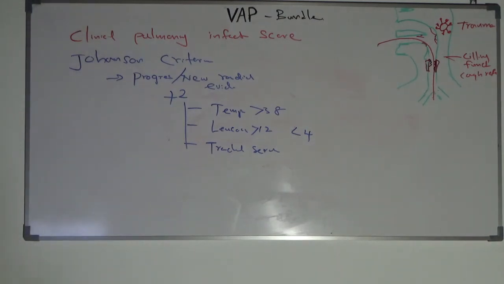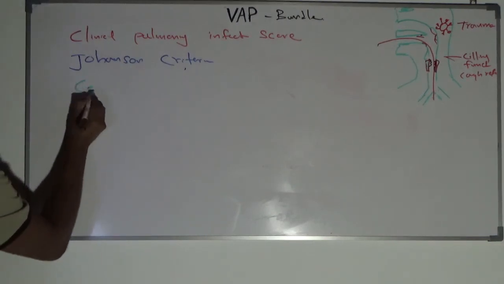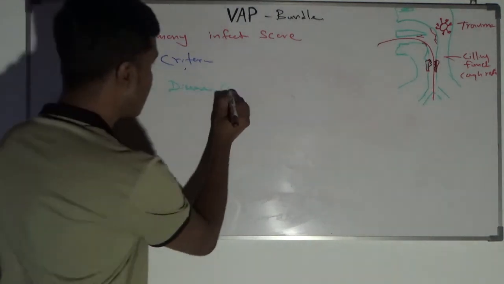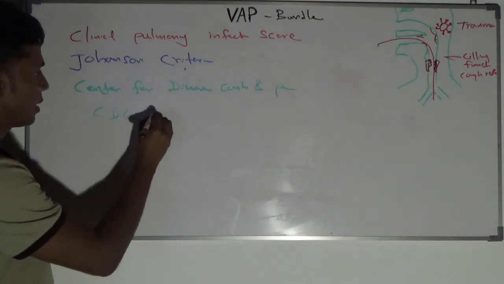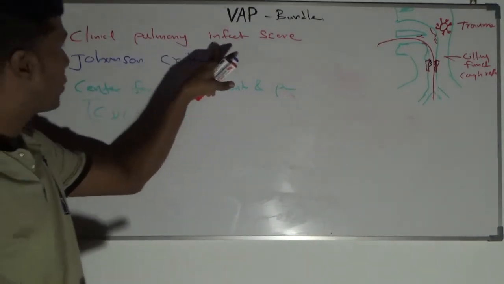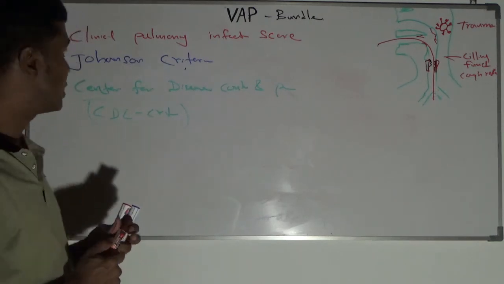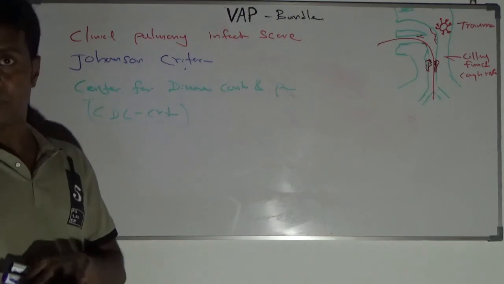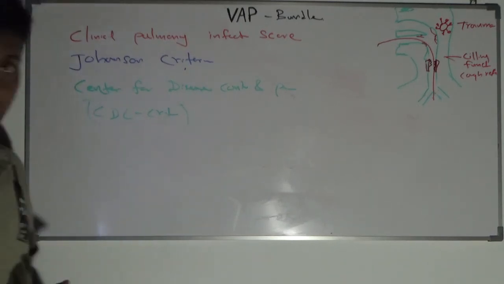The fourth one is the Center for Disease Control and Prevention criteria, the CDC criteria. You need not know about those things. Just keep in mind there is a clinical pulmonary infection score with 6 parameters, with a total score of 12, and you should have at least 6 out of 12 for ventilator associated pneumonia. And Johansson's criteria, with radiological changes, you should have leukocytosis, fever, or tracheal secretions. Out of 3 you should have 2, with radiological evidence. Or in addition to that, you can use the Center for Disease Control and Prevention criteria as well.